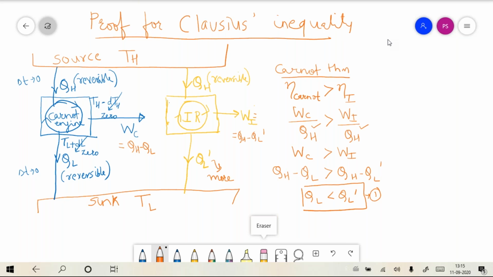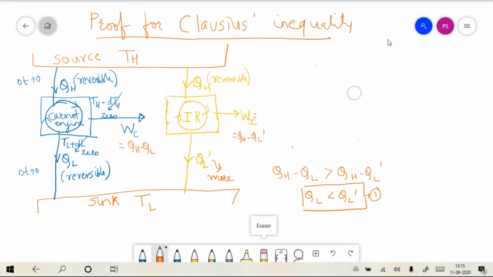Now let us go to the cyclic integral of del Q by T. What we want to prove is the inequality. Let me rub this now, and let me calculate the cyclic integral of del Q by T for this engine, for the irreversible engine.